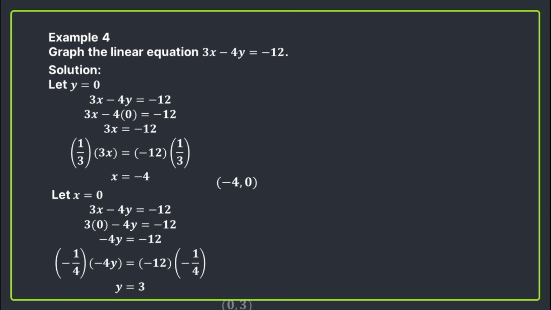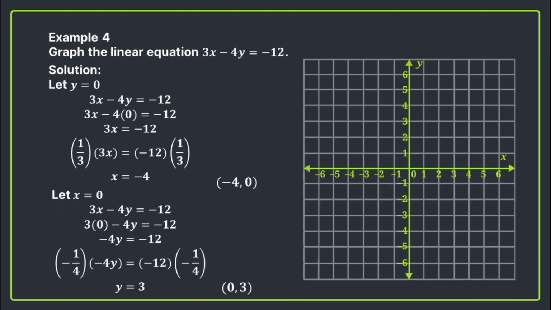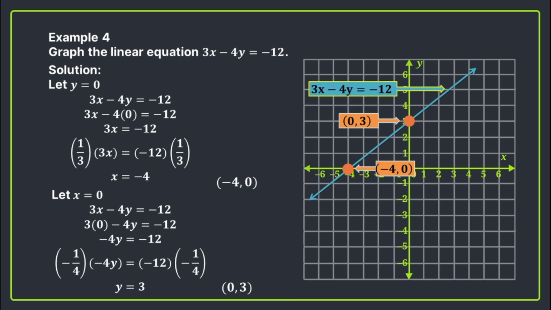Since we have now 2 points, we can plot the points in the Cartesian plane. Negative 4, 0 is located at the x-intercept, and 0, 3 is located at the y-intercept. So this is the graph for 3x minus 4y equals negative 12, if we let y equal 0 and x equal 0. So that's how we graph using the x and y intercepts.